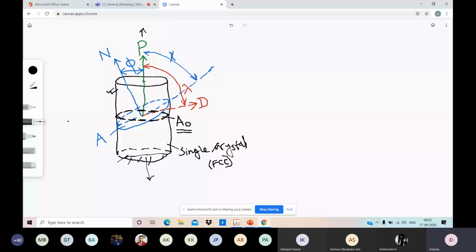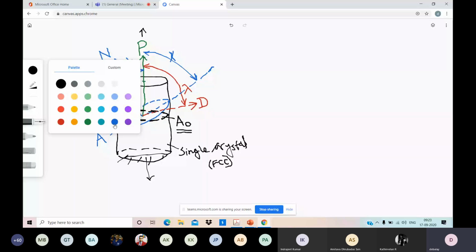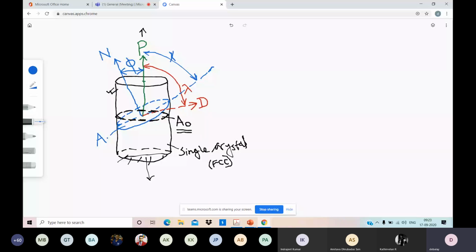In blue color, I am writing another plane with area A. The area of that particular plane is A. This blue color inclined plane is my slip plane.